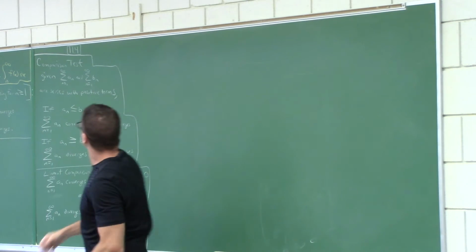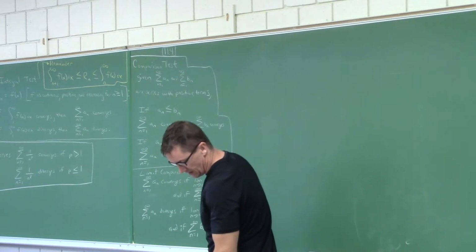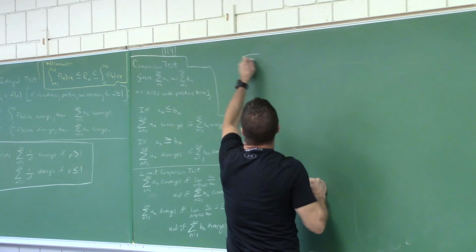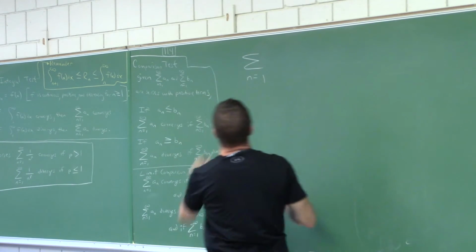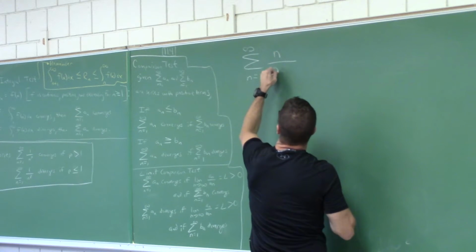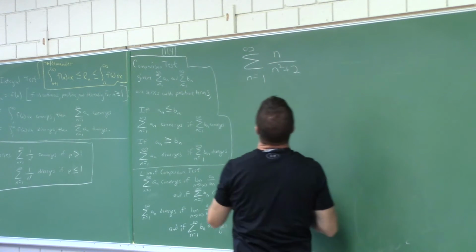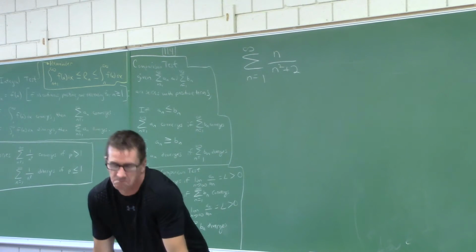Everyone, this is like number 7 from 11.3. And I want you to treat this problem as if they start at 1. They did. I'll start at 1 too. N over n squared plus 2. They had n over n squared plus 1.